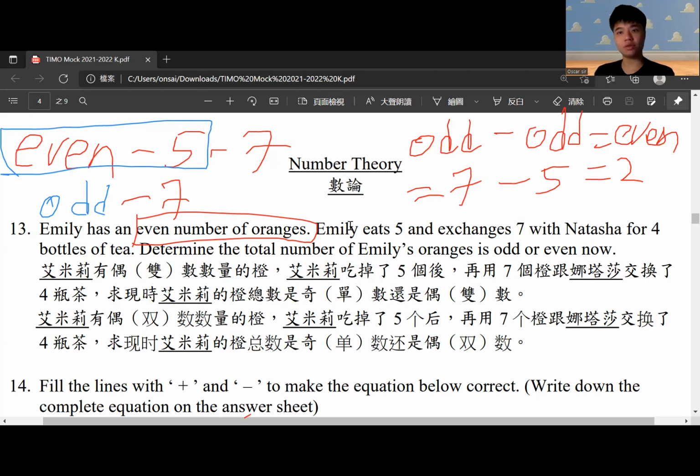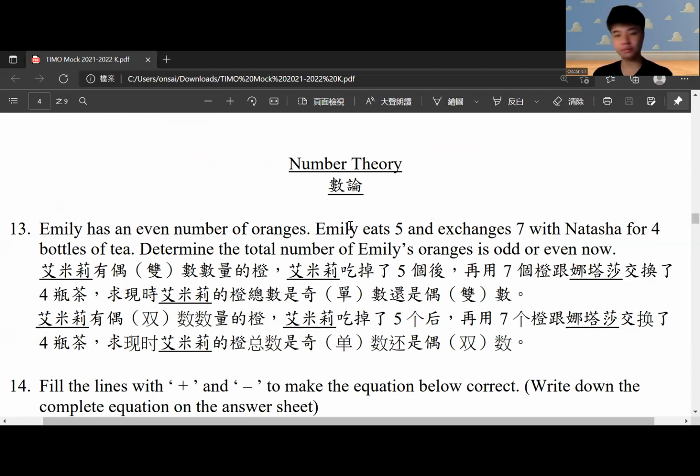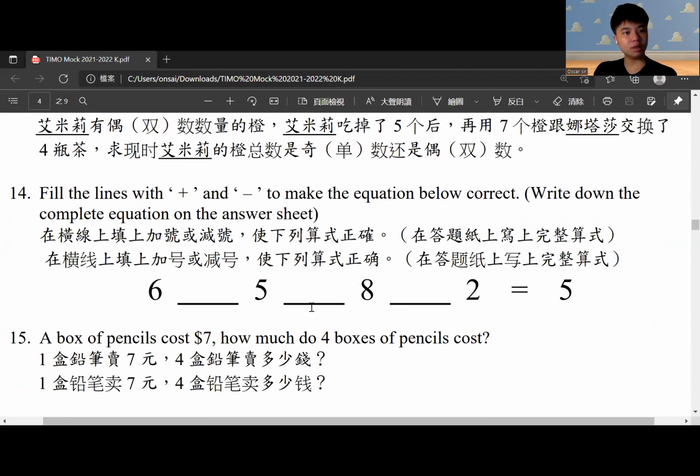If you have a doubt or you are unsure about it, you can test another number again. Just like odd number, 9 minus 3, right? 9 and 3 are also odd numbers. This is equal to 6. Again, it's equal to an even number. So we can have a very rough conclusion that odd number minus odd number is equal to even. Okay, so the answer is even number.